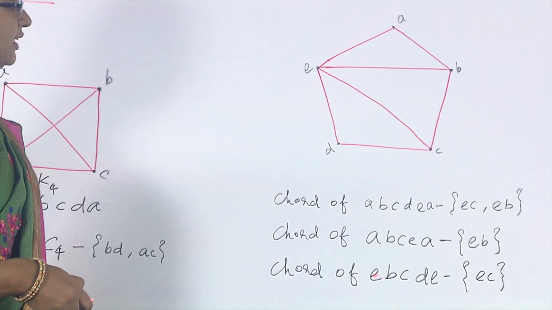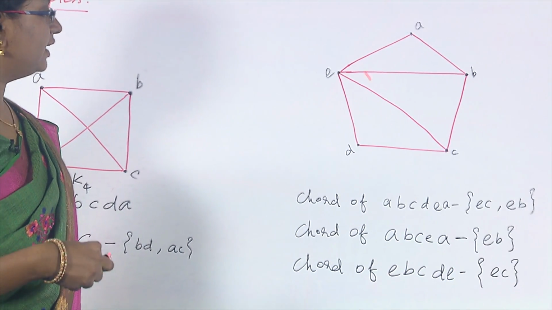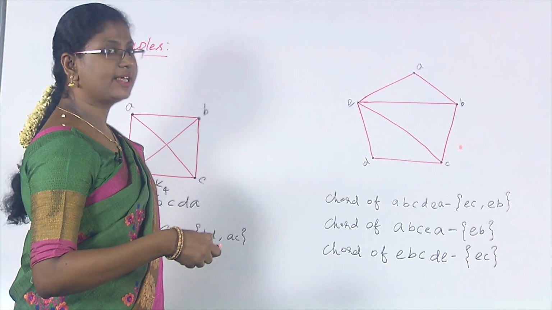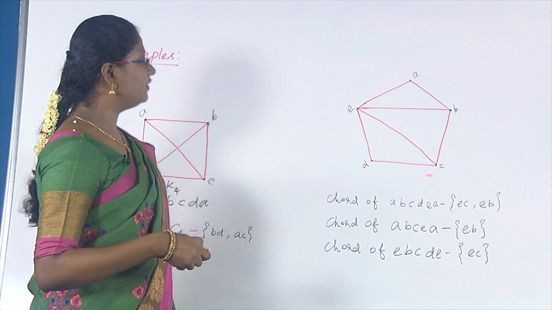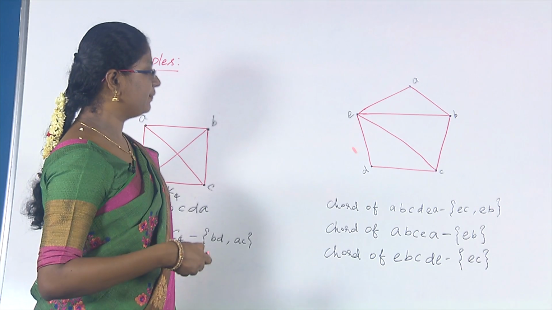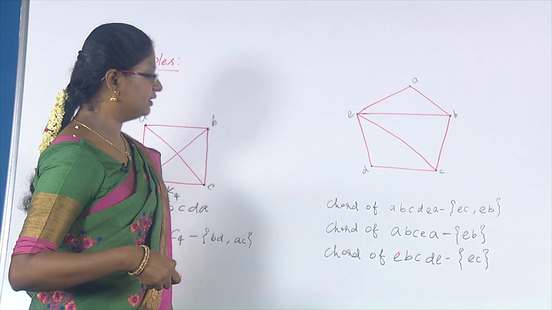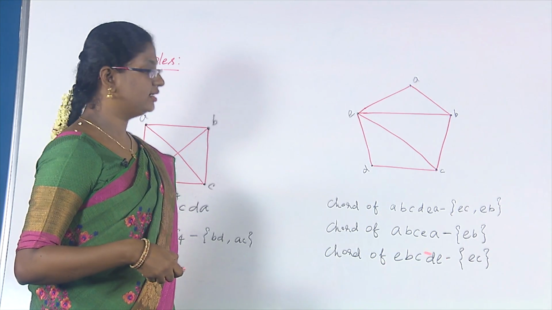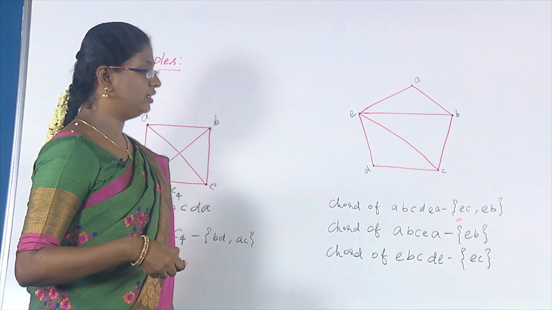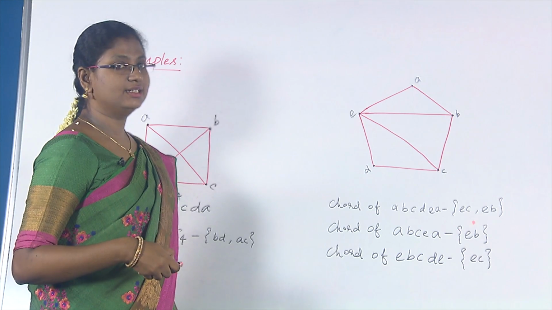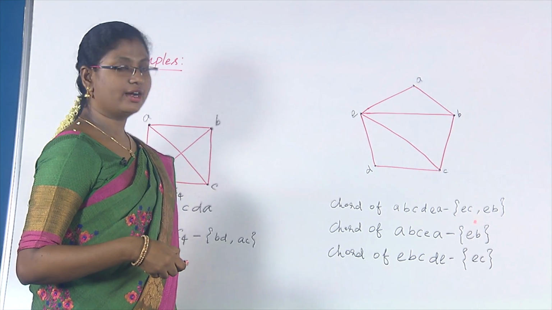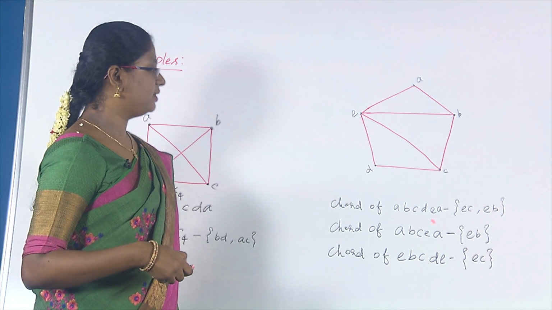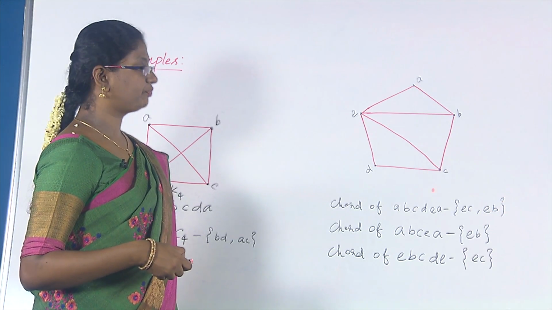We do have another cycle of length 4, that is E, B, C, D, E. This is also a cycle of length 4. Here we are having a chord called EC. So EC is a chord of the cycle E, B, C, D, E. So we consider all the cycles of length greater than or equal to 4, and all the cycles are known to have chords. Some cycles have two chords also, which means that it is a chordal graph.